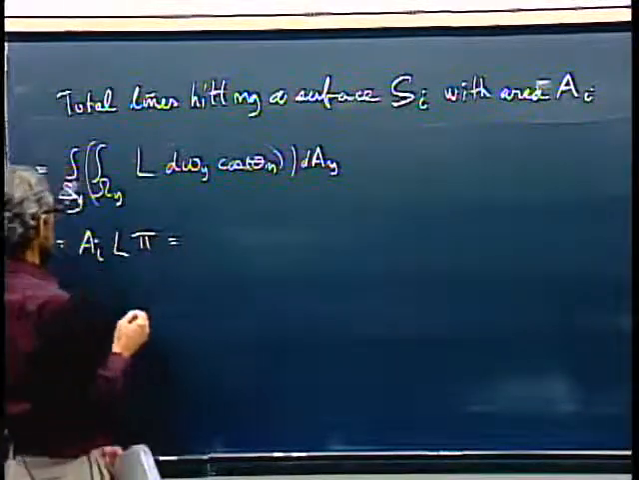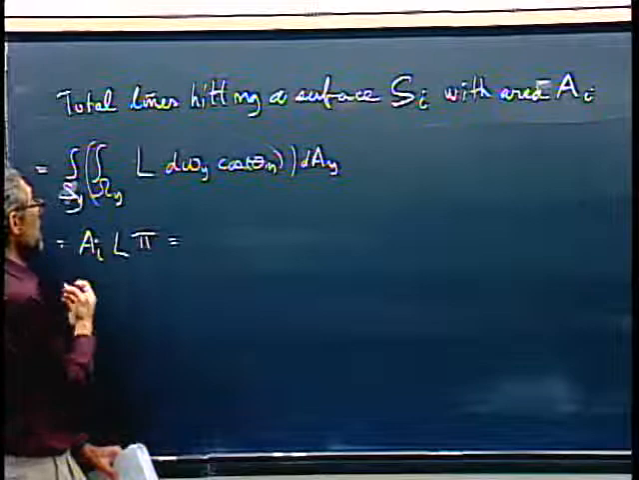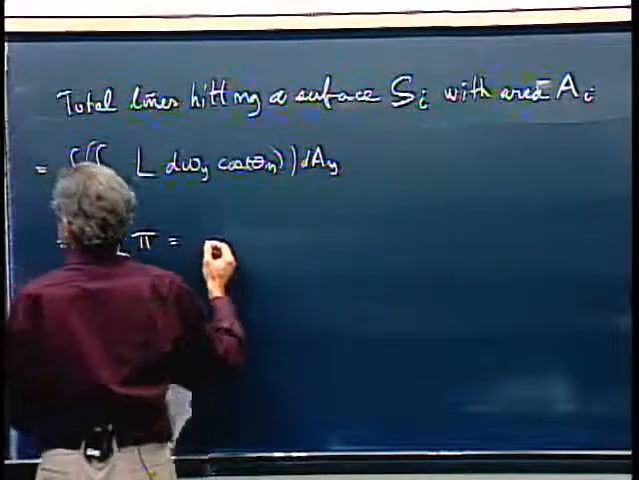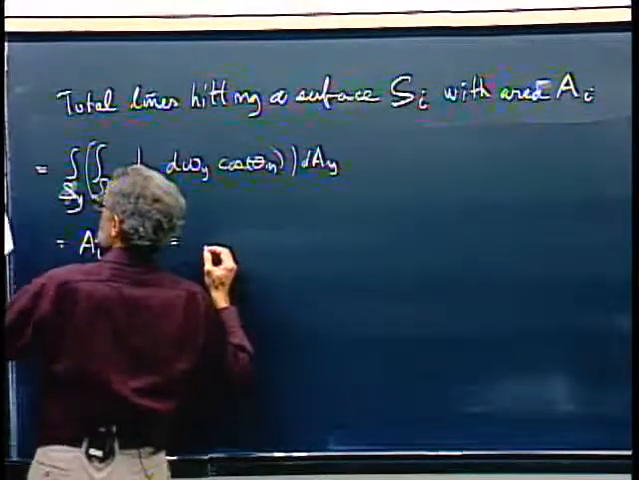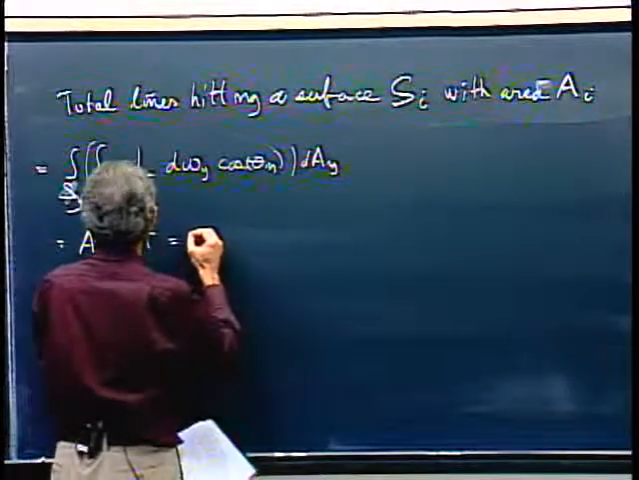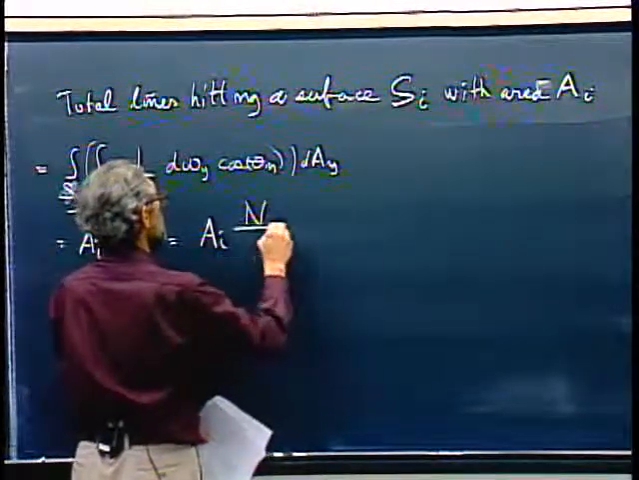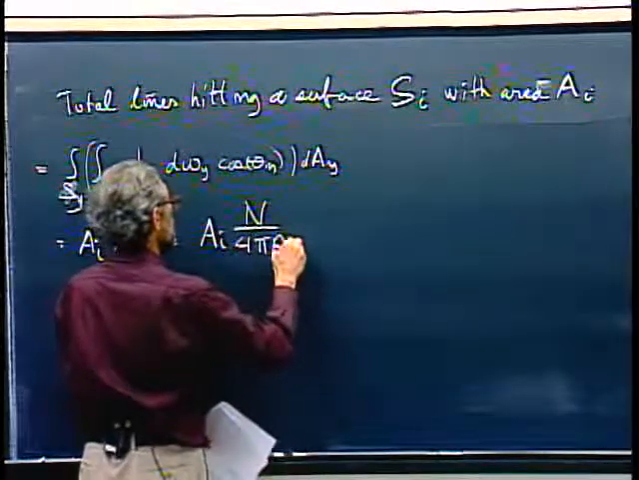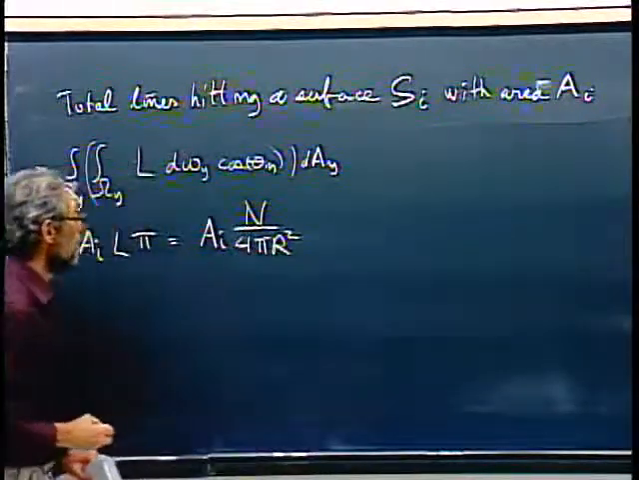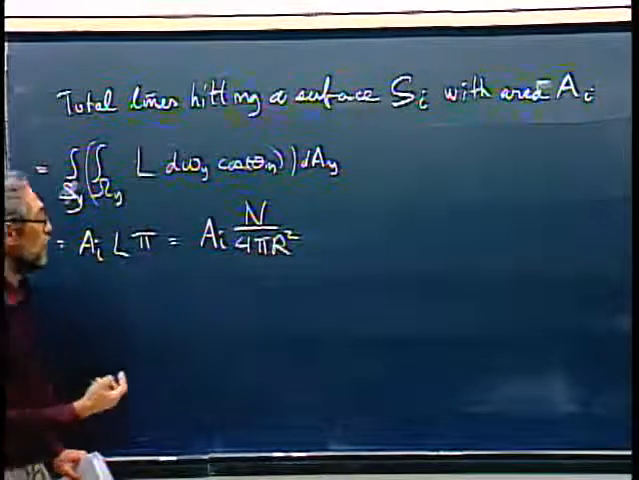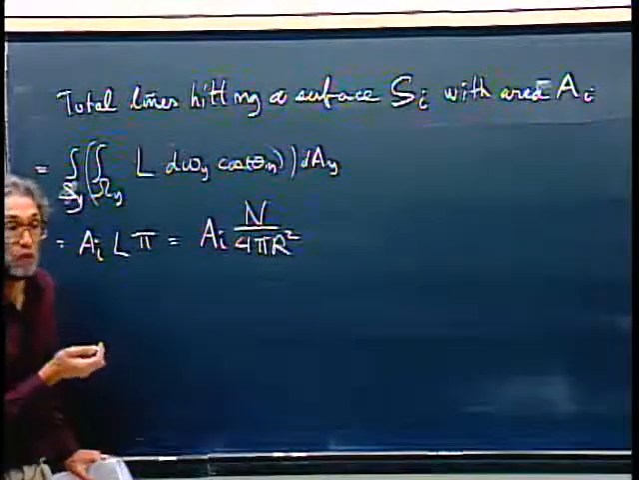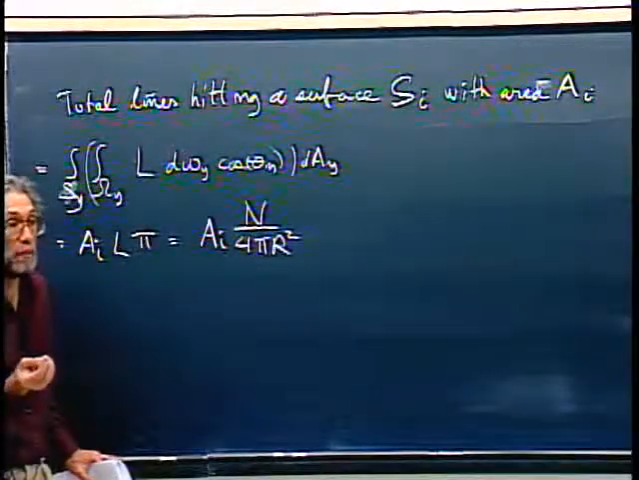Okay, so you know that's proportional to the area, and the proportionality constant, if I multiply this L by pi, I'm going to cancel one of the pi squareds in the denominator, and I'm going to get AI times the factor N over 4 pi r squared. So the number of lines hitting any surface is proportional to that surface. That was one of the claims, the first one I wanted to prove.